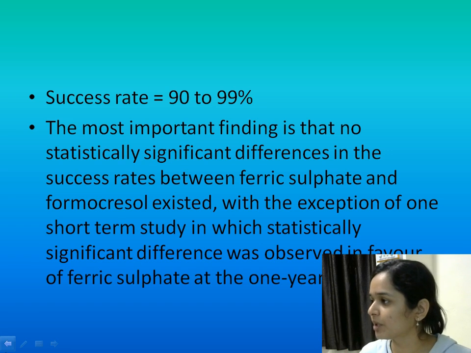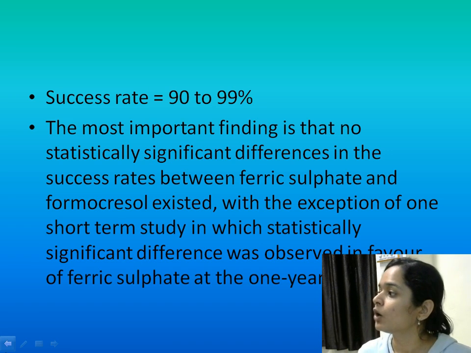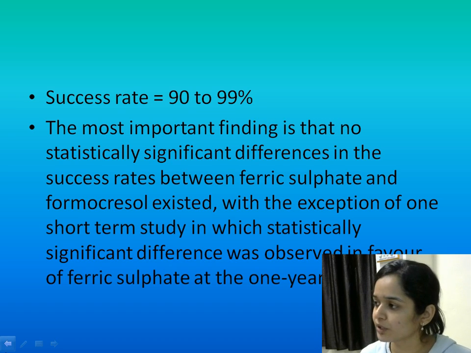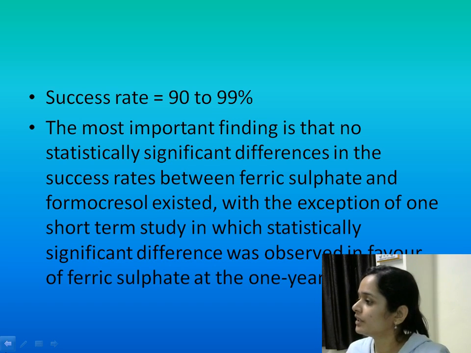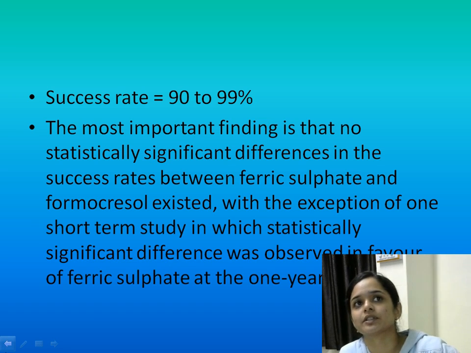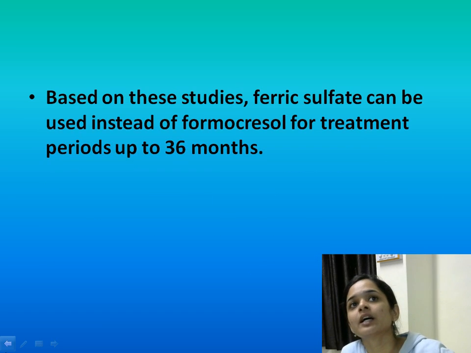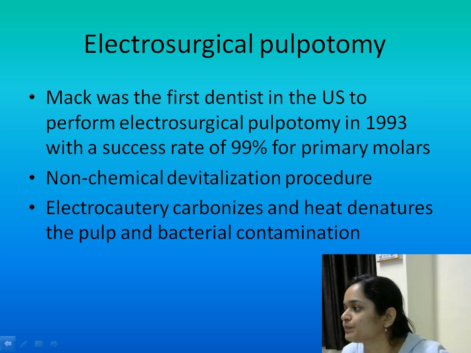They have followed up the pulpotomized teeth with ferric sulfate for 3 years, and they have found 100% clinical success rate and 99% radiographic success rate. But after 3 years, they have no data. Until 3 years, 100% success rate. The most important finding is that a statistically significant difference in the success rates between ferric sulfate and formocresol existed, with the exception of one short-term study, where a statistically significant difference was observed in favor of ferric sulfate at the 1 year period. Based on these studies, ferric sulfate can be used instead of formocresol for treatment up to 36 months.